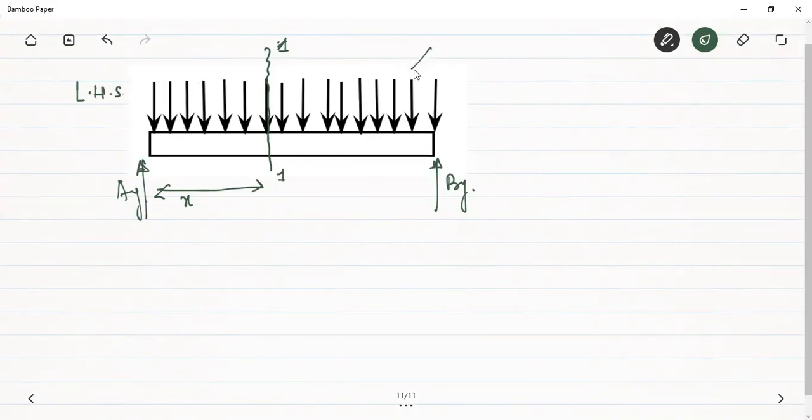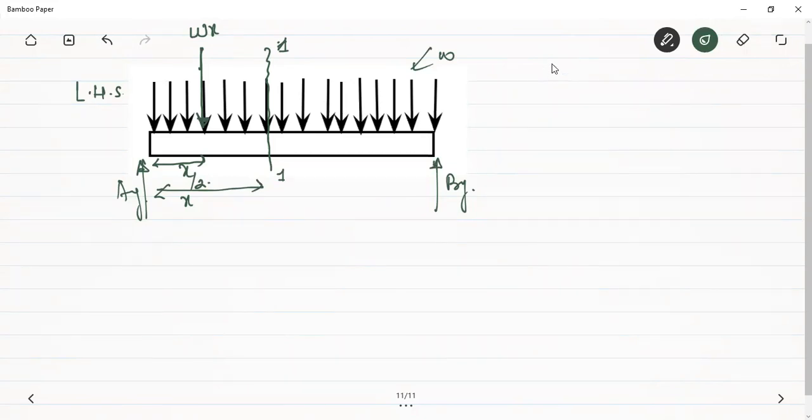So this omega x will get converted into a point load, which will act where? Let me say that it is the omega x and it is acting at what distance? X by 2. Okay, forget about the UDL now. We are interested in this AY and this omega x, which is acting at a distance of x by 2, at the centroid of this loading.